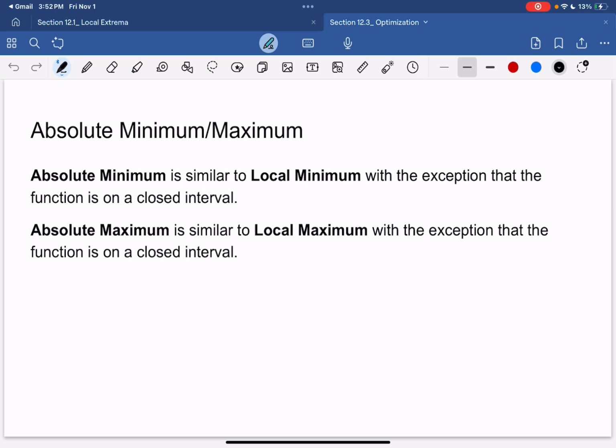So the minimums and maximums of absolute and local, they work the same, except for an absolute minimum and maximum, those occur on a closed interval. So we're only going to look at a function from maybe like -2 to +4. And then we can find an absolute max and min that occur on that interval for the function.